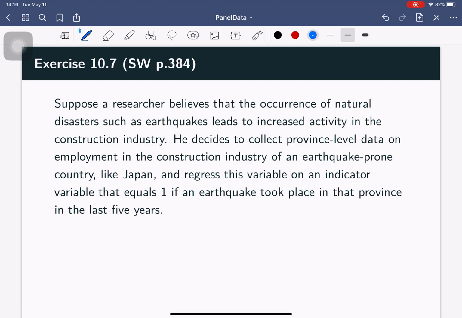Okay, so the researcher wants to discuss the occurrence of disasters, which may lead to an increase in the construction industries, because after the disaster, the factory is broken. So he wants to find the data for the earthquakes and industry.